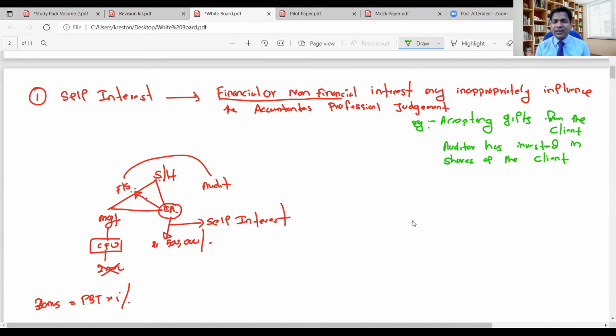So that is called self-interest. Right? And another example, this is 1 and this is 2, profit related bonus. Now these two, we are talking from the auditors' angle.